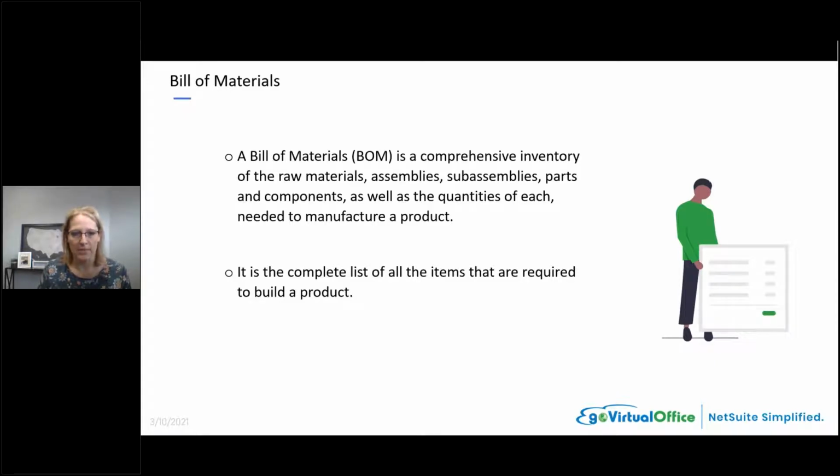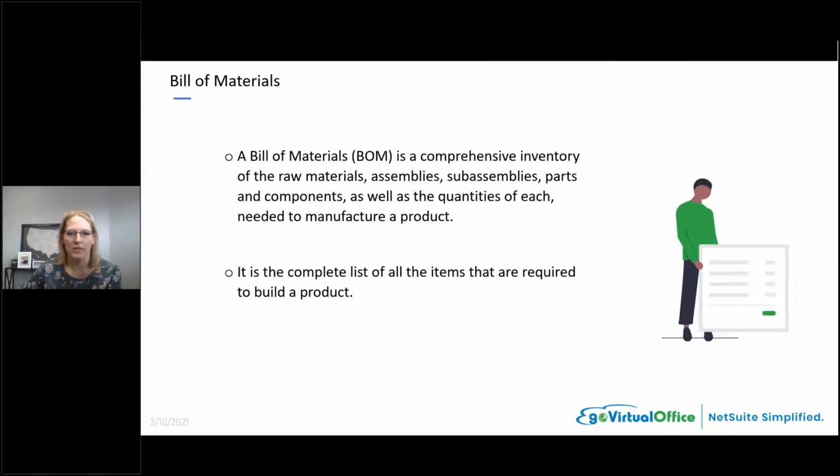So in our case, a bill of material, a BOM, is the comprehensive inventory of the raw materials, your assemblies, sub-assemblies, any parts and components, as well as the quantities of each of those that are needed to manufacture a product. So essentially, it's your complete list of all items that are required. Another easy way to think about it, it's a recipe. What is it that you need in order to get to a final end product? So a bill of material is your recipe to produce a product.